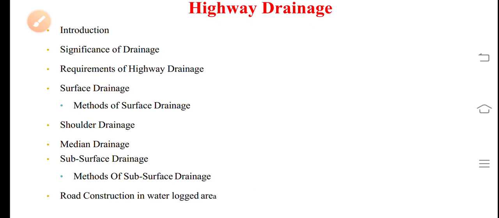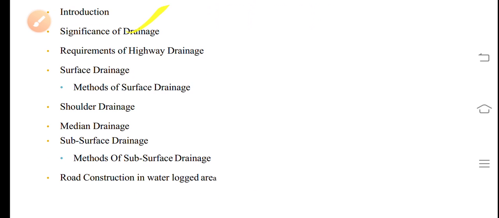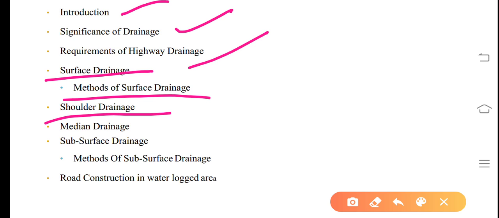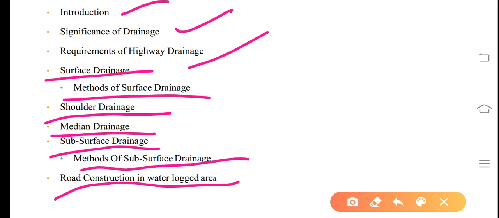Now, what are all the various articles to be studied under highway drainage? Introduction part, significance of drainage, requirements of highway drainage, surface drainage, methods of surface drainage, shoulder drainage, because once the water has entered into the shoulder, that is also to be drained off. For that, drainage is necessary. Median drainage, subsurface drainage, methods of subsurface drainage, and road construction in waterlogged areas.